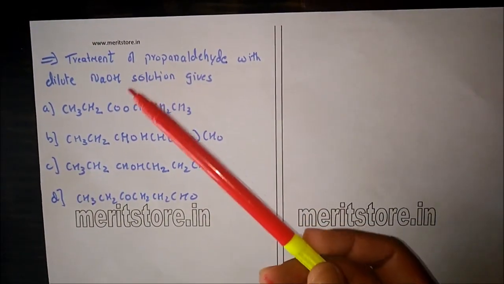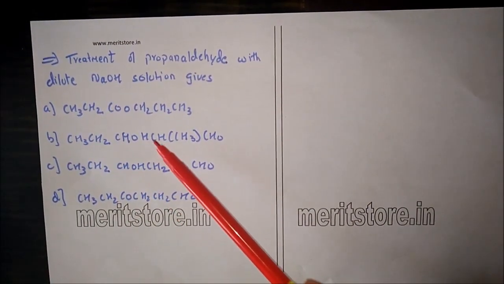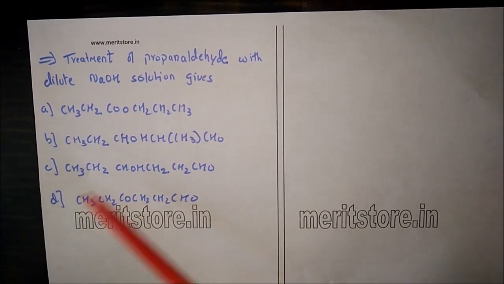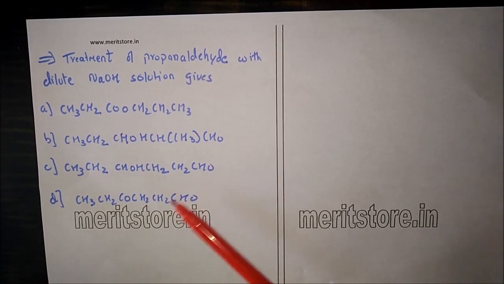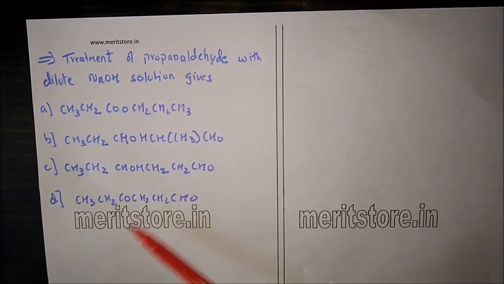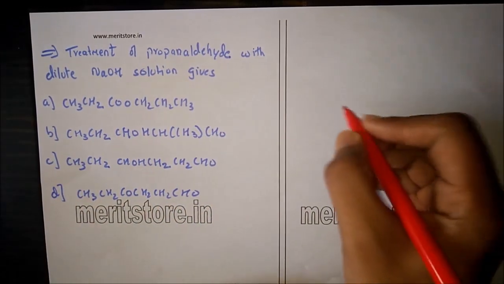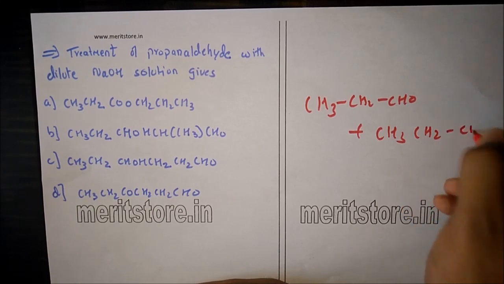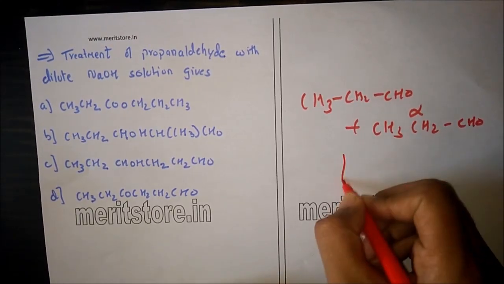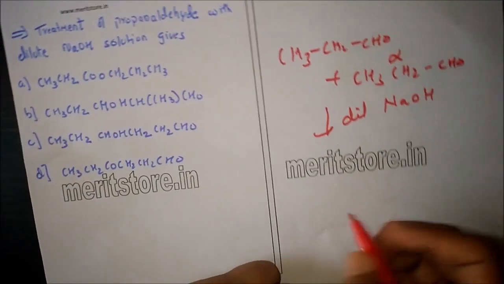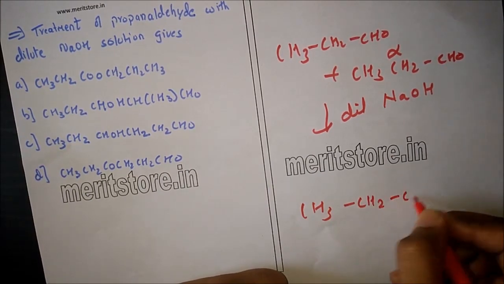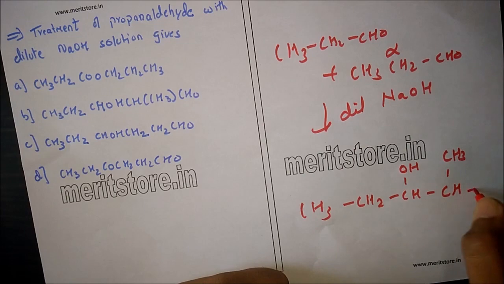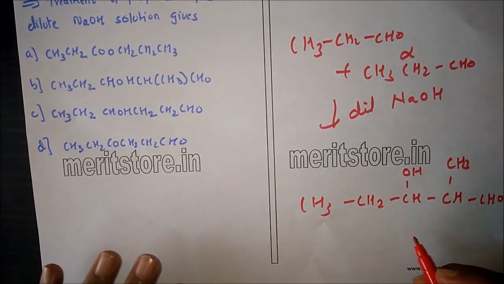Treatment of propanaldehyde with dilute NaOH solution gives: A. CH3CH2COOCH2CH2CH3, B. CH3CH2CHOHCH(CH3)CHO, C. CH3CH2CHOCHOHCH2CH2CHO, or D. CH3CH2COCH2CH2CHO. Now propanaldehyde is given by the formula CH3CH2CHO plus CH3CH2CHO, where this is the alpha hydrogen atom. On reaction with dilute NaOH it gives rise to the product CH3CH2CHOHCH(CH3)CHO. Therefore, here the correct answer will be option B.